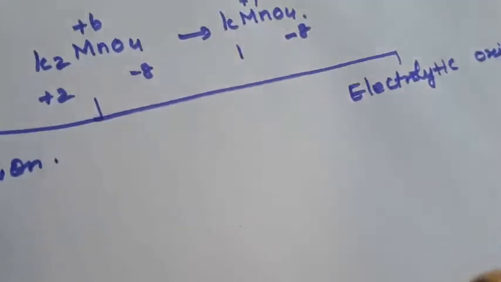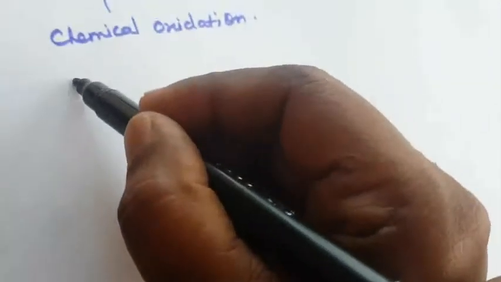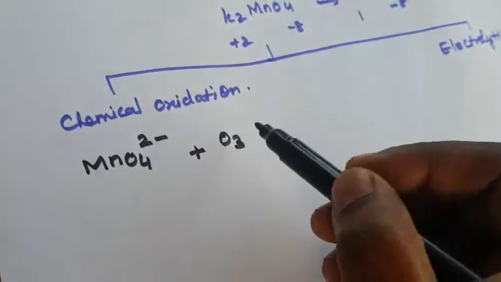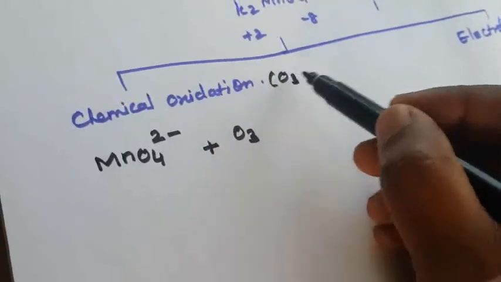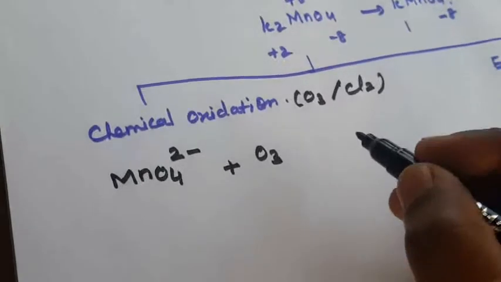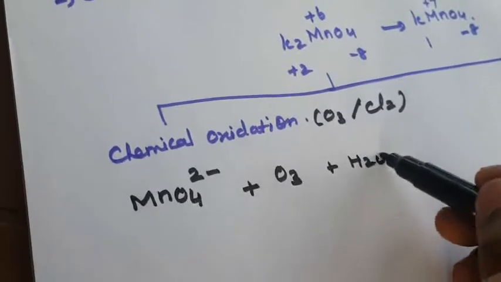What is meant by chemical oxidation? How do we write it? Here we have K2MnO4, and I am writing MnO4 2 minus, that is potassium manganate. Again, it is oxidation with ozone or chlorine. Now with O3, and another one is reacting with a water molecule, oxidation with water.